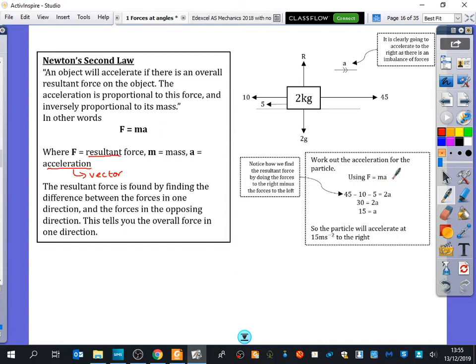For F equals ma, you should put all of your values directly into the formula. You shouldn't work out what the resultant force is and work out what the mass times acceleration is and then make them equal. You should put everything directly into the formula for F equals ma to begin with. So your resultant force is the forces to the right minus the forces to the left. So you have 45 minus 10 minus 5 equals the mass times acceleration, which is 2a. Solving that, you get a is equal to 15. So the particle will accelerate at 15 meters per second squared to the right.